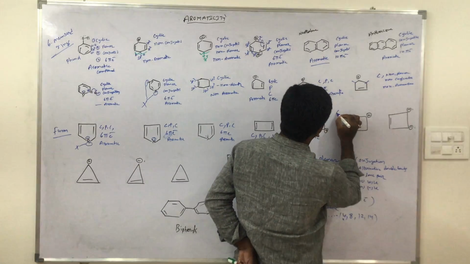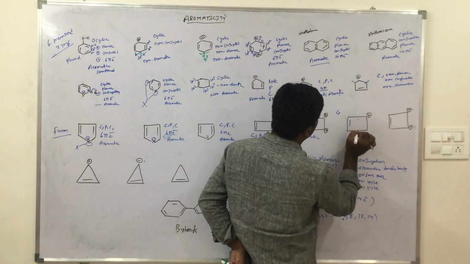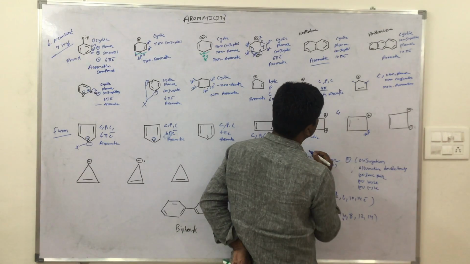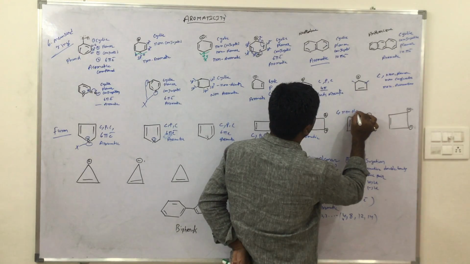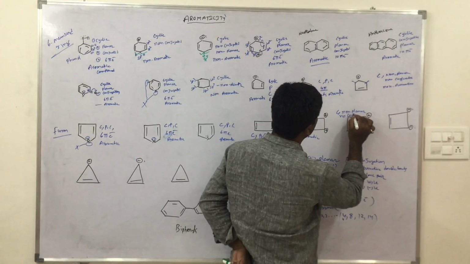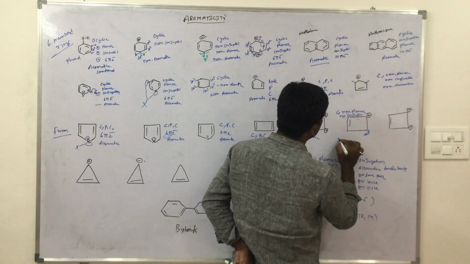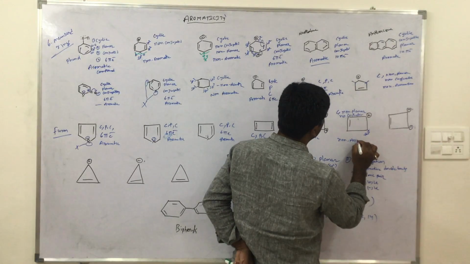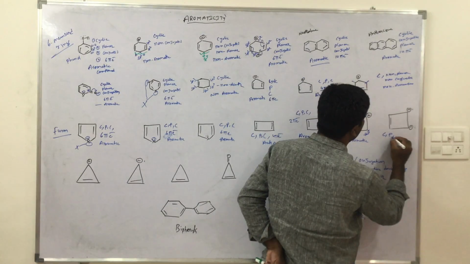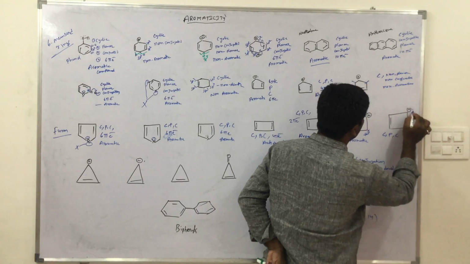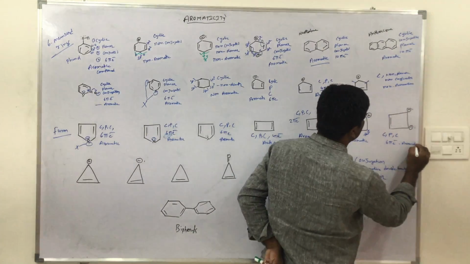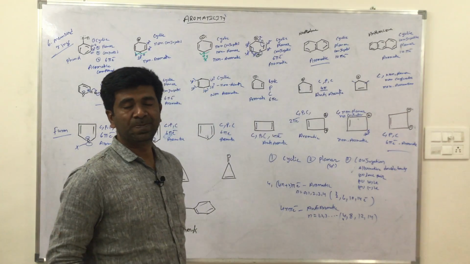Now this one is cyclic. Sp2 hybridization, here there is no sp2 hybridization. Here sp3 is present. So non-planar. Conjugation, there is no conjugation. So this is non-aromatic. Okay, this one cyclic, planar, conjugation, 1 2 3 4 5 6 pi electrons, aromatic. Up to here, are you understood?